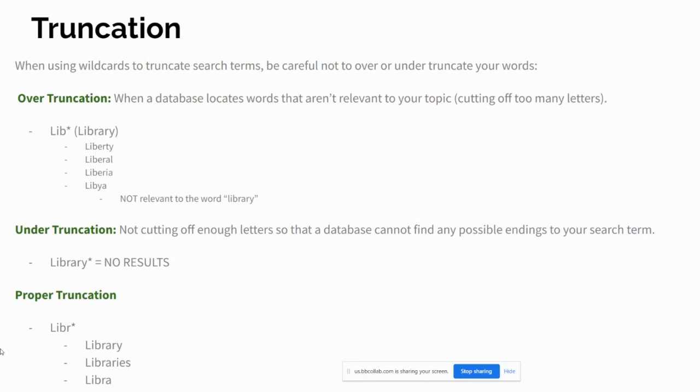So this is something that you do want to be mindful of when you are doing truncation or using wildcards, because it can get you stuck or make you think you're at a dead end, when in reality you're not, and you just need to modify your truncation.